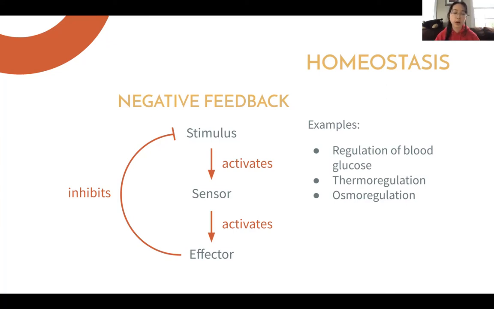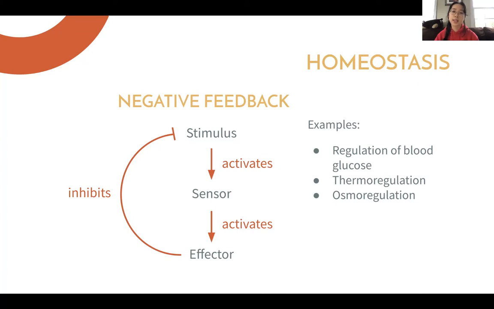So your body needs to respond to that, right? So that activates a sensor. And so there are cells in your body that sense the amount of glucose. And then in response, that will cause an effector. And the effector in this case is the release of insulin, which is a hormone released by your pancreas.